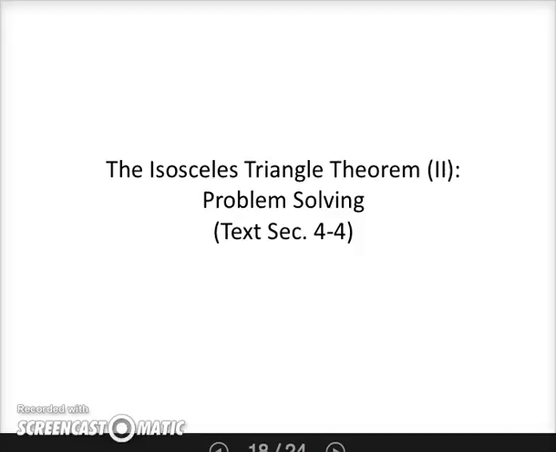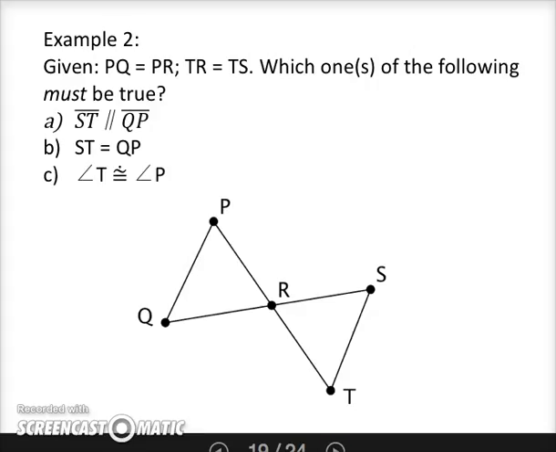This video is part 2 of the isosceles triangle theorem, and it's all about problem solving using the theorems and corollaries we learned in the last video. So picking up where we left off, example 2 has given PQ equals PR.